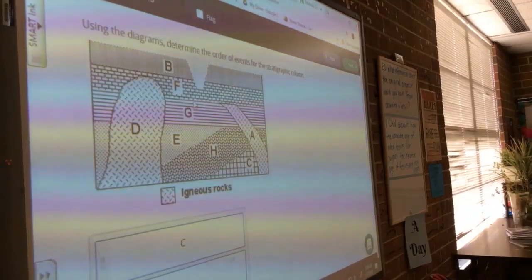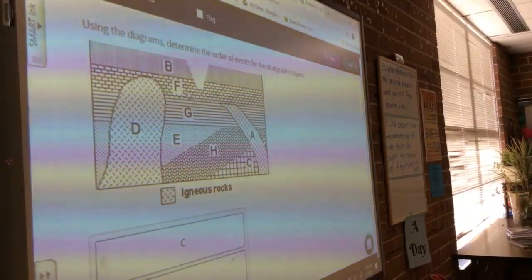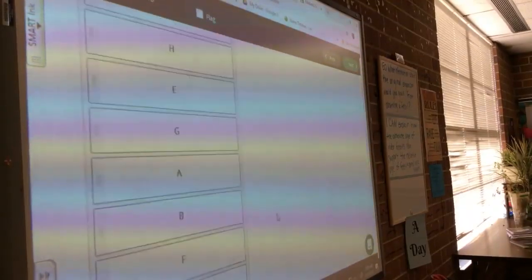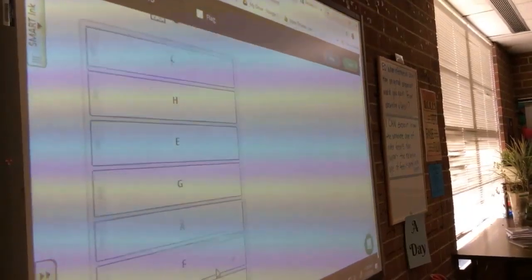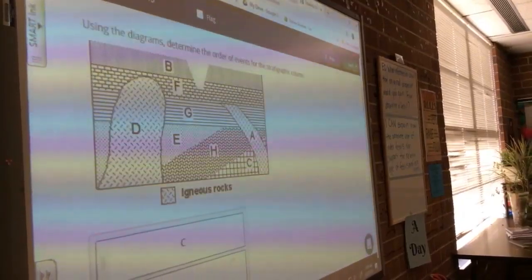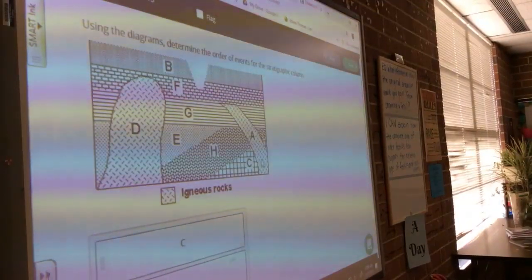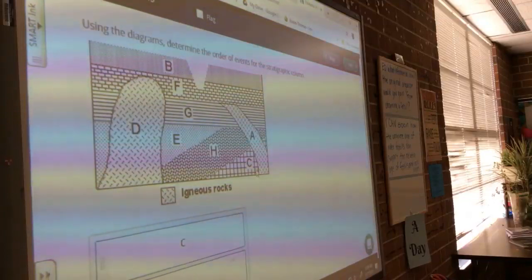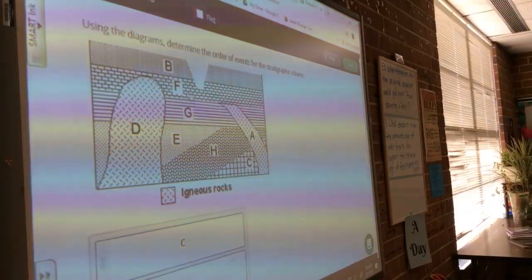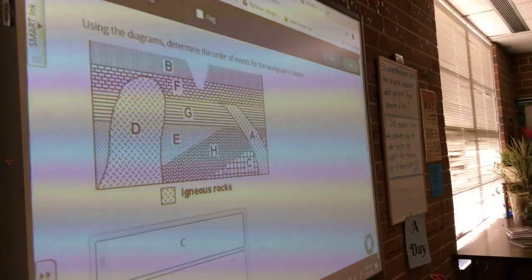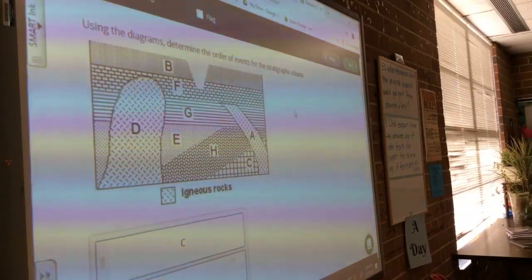Intrusions are younger than any layer they go through. So which is older, D or F? F is older. And what's next? D. And then the top layer, the youngest, is B. So that's it. Remember, A is younger than all the layers G, E, H, C, but is not older than F because it didn't go into F. It left F alone. D is younger than all of them because it went almost all the way through F. The only thing that's younger than D is B.